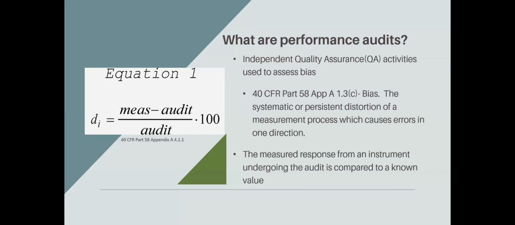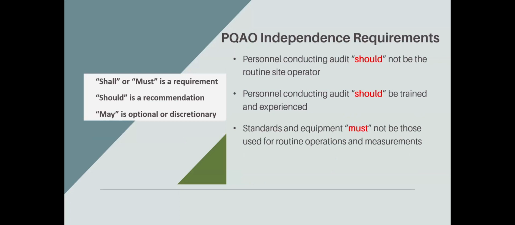So for almost all of the audit measurements here, your measured response from the instrument is going to be compared to a known value, which is determined by the auditor. For auditing, there is a level of independence that's required. EPA frequently uses the terminologies of shall or must for requirement, should for recommendation, and may for something that's optional or discretionary. In the CFR, personnel conducting the audit should not be the routine site operator.